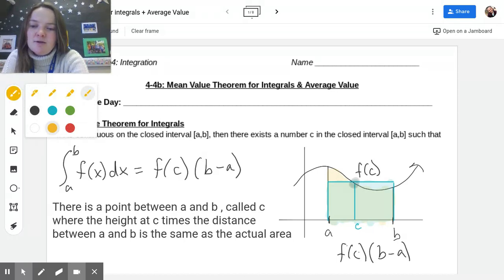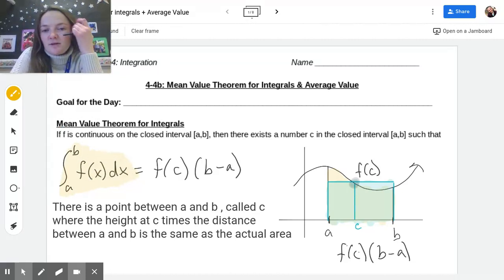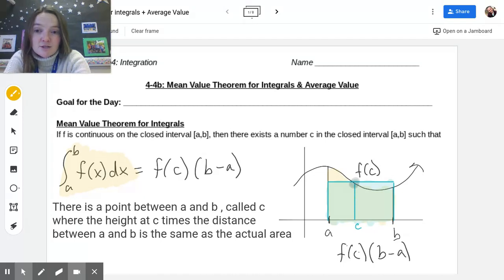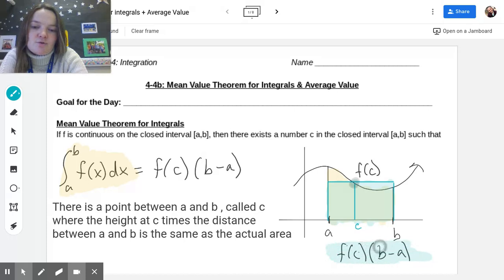So the area under the curve from a to b is the same thing as the integral from a to b of f of x dx. What the mean value theorem for integrals basically says is, provided that the function is continuous, there has to be a point c on the curve such that f of c times b minus a is equal to the integral from a to b of f of x dx.